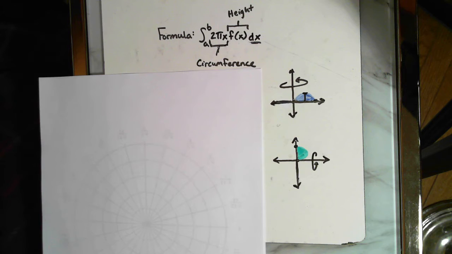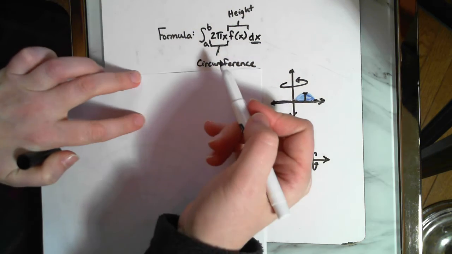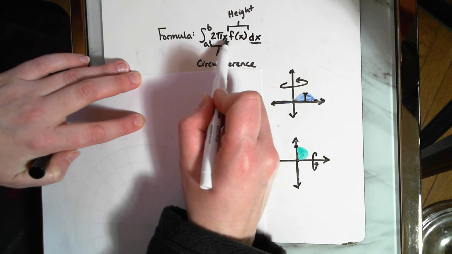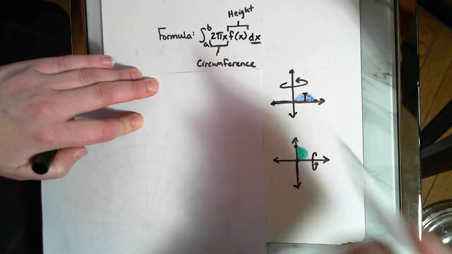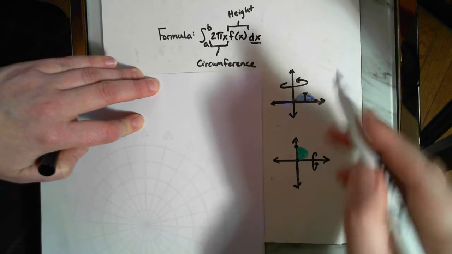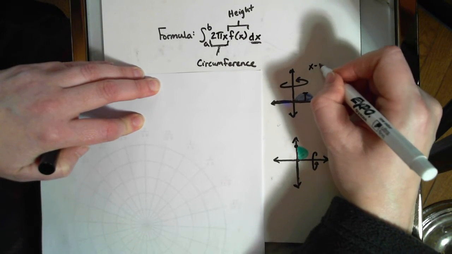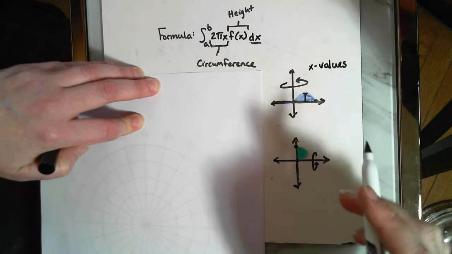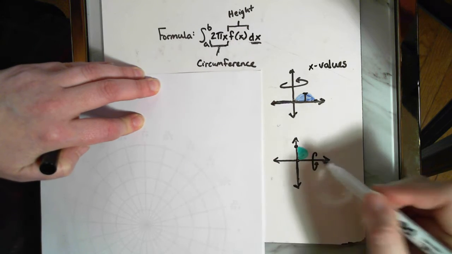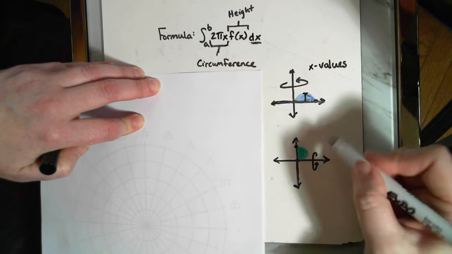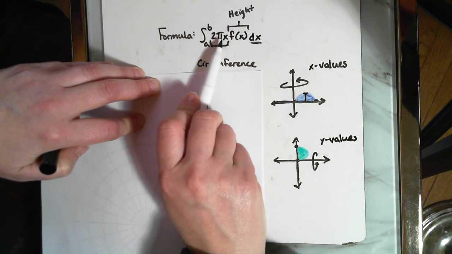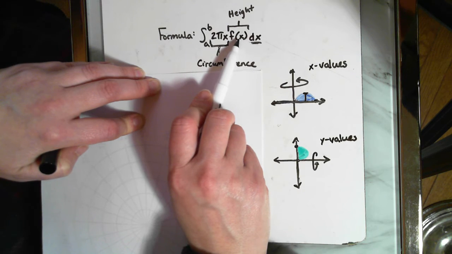The first thing we're going to look at is the circumference. The formula is 2 pi times the radius. So this x represents the radius. Now, if you're doing a rotation around a vertical line, we're going to use x values, which means you're going to have an x in your function. But if we're doing a rotation around a horizontal line, we're going to use y values. So this x would change to a y, and you'd use y's in your function.